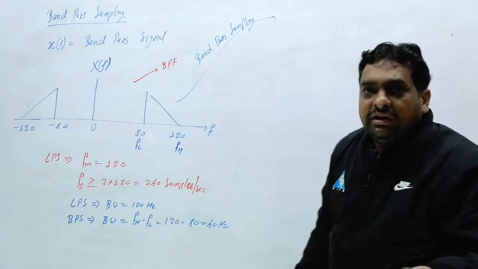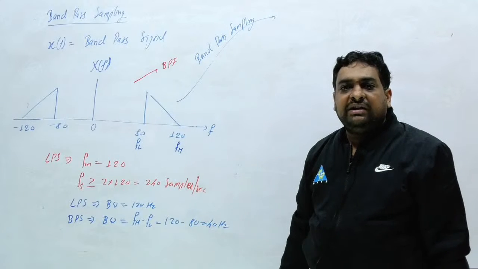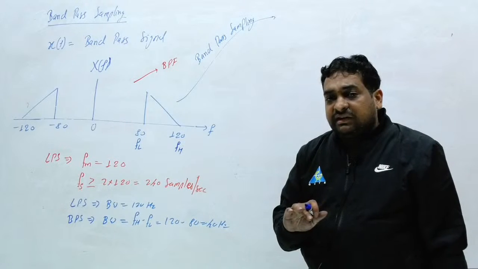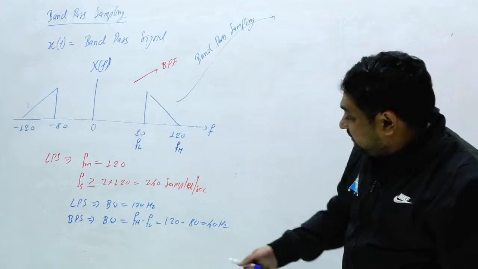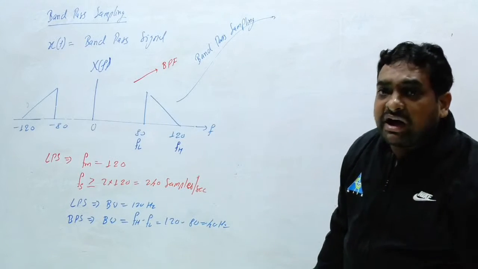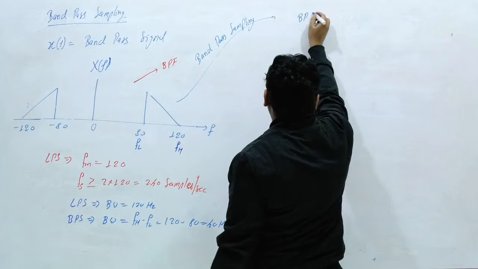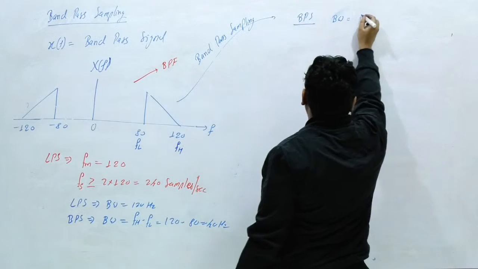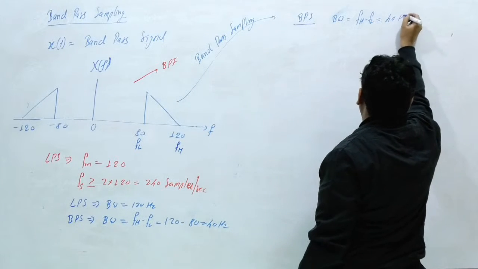So in the ideal case, 40 into 2 is 80. What is the sampling rate? It is 80 samples per second. But it will not always be 80 samples per second. This will not always be satisfied. We have to check whether this will be satisfied or not. Getting this? So if you consider this a band pass signal, the bandwidth is FH minus FL, which is equal to 40 Hz.